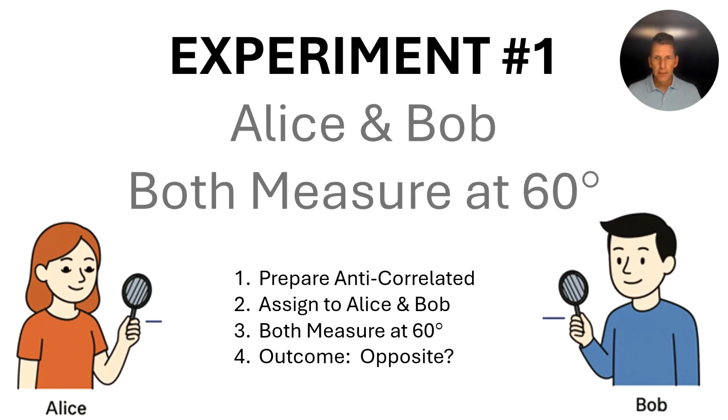So the very first experiment here, we have Alice and Bob. They've decided they're both going to measure at 60 degrees, and we're going to walk through everything step by step. We're going to prepare those photons in the anti-correlated state. We're going to assign one of the detectors to Bob and another one to Alice. They're going to go off, they're going to measure at 60 degrees, and then we're going to check. Do Alice and Bob have opposite outcomes, meaning one of them has white, one of them has black, or in other words, it passed through the filter or it was absorbed by the filter?